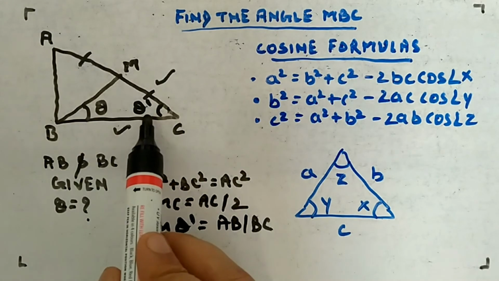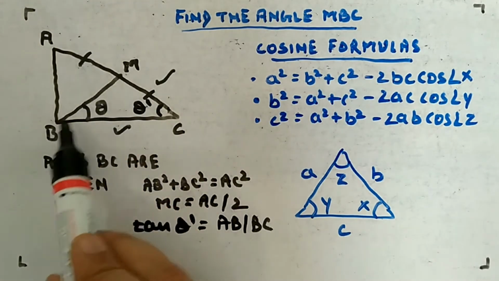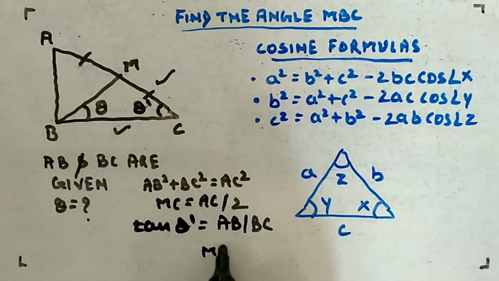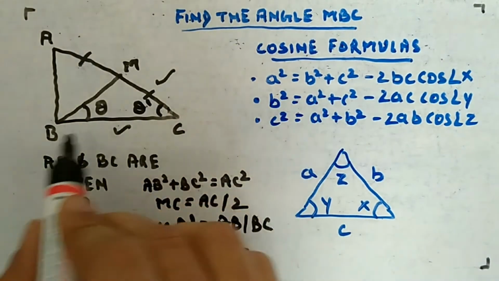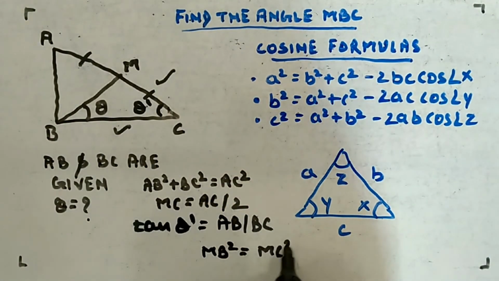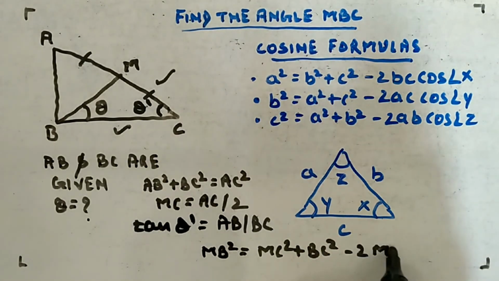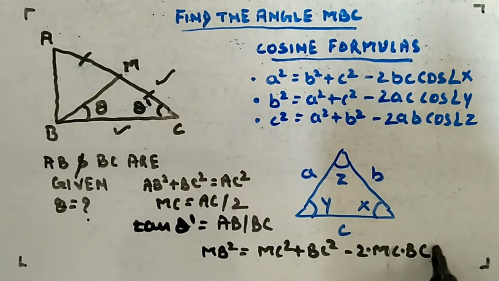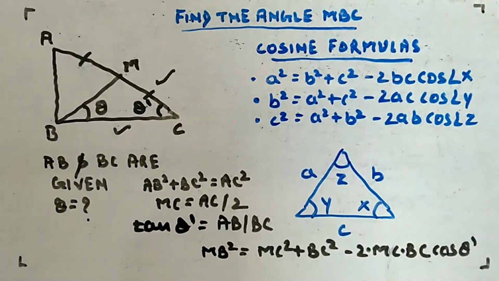So this angle I have, this side I want. MB square is equal to the rest of the sides: MC square plus BC square minus 2 MC BC cos theta dash. Okay, this will be the cosine. So you can see this side is this side and this side square minus 2 MC BC cos theta dash.